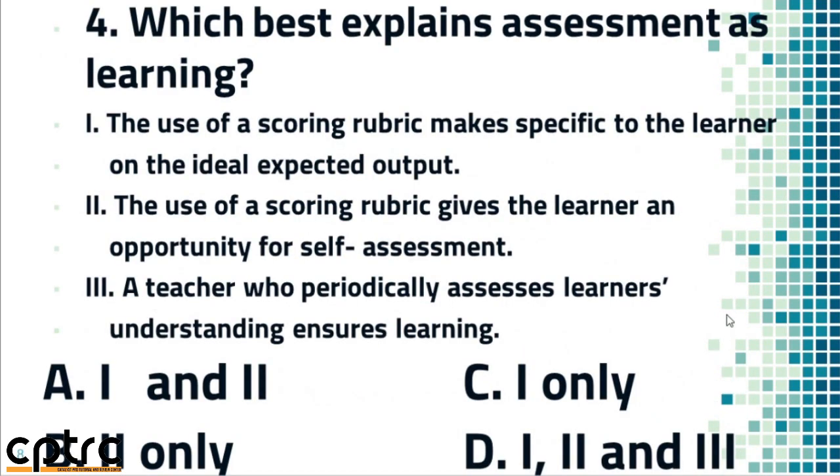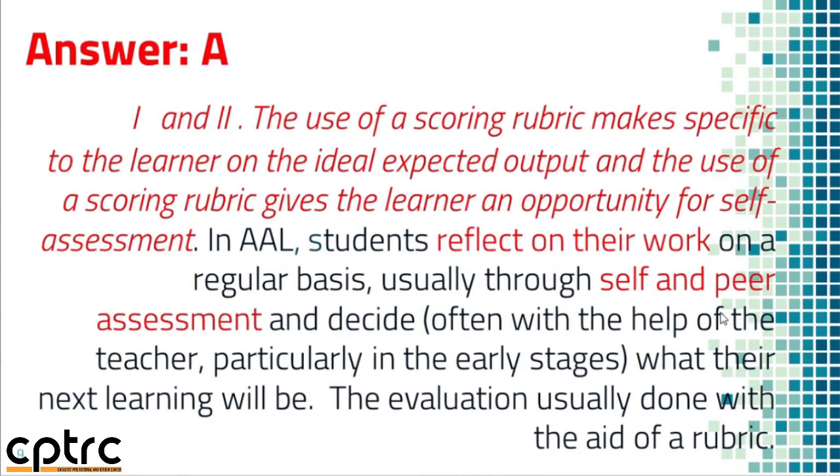Question number 4. Which best explains assessment as learning? So if you have noticed, you have three statements that we have to choose from in this question. So we have letter A as the correct answer. Why? 1 and 2 refer to assessment as learning. The use of a scoring rubric makes it specific to the learner on the ideal expected output, and the use of the scoring rubric gives the learner an opportunity for self-assessment.